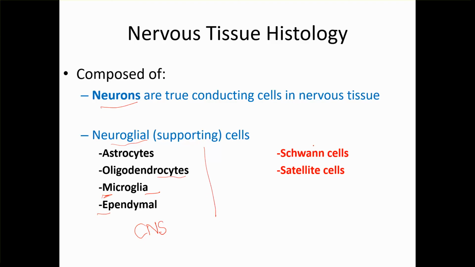In the PNS we have two cells, the Schwann cells and satellite cells. Schwann cells are just like oligodendrocytes, so they help in myelination along the nerve fiber. And satellite cells are seen around the ganglia. So both of them help in insulation. The reason Schwann cells do myelination is that they help in insulation, so that the nerve conduction is in one direction.